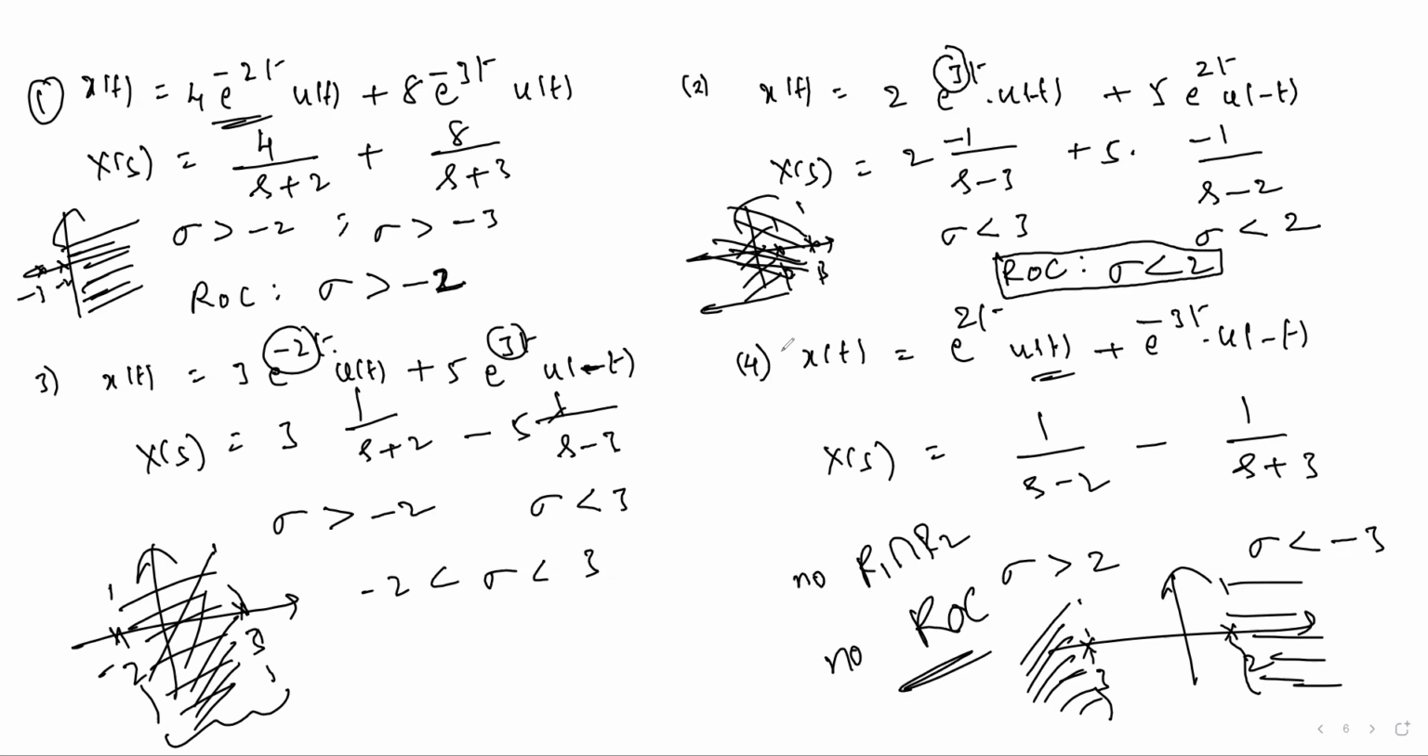Be careful with the fourth option. Individual signals are Laplace transformable with valid ROCs. But when two signals are combined improperly, there may not exist the ROC and the Laplace transform.